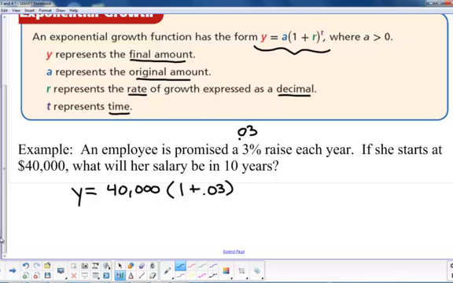We were doing this a little bit in the last section. And then to the 10, because 10 years. So 40,000 times 1.03 to the 10th. And in the calculator, that will give you $53,756.66.